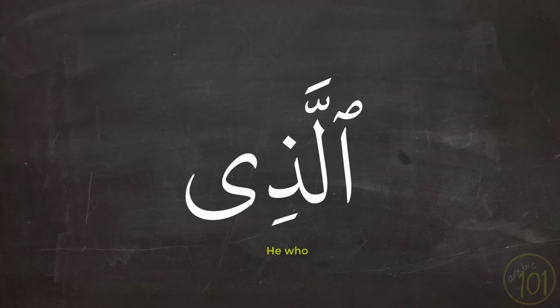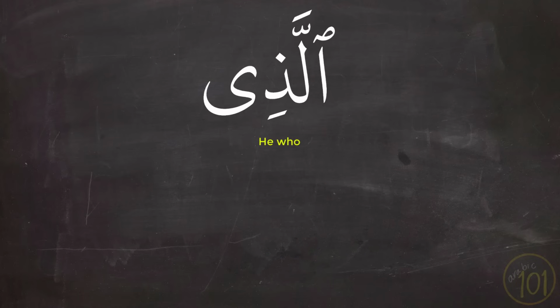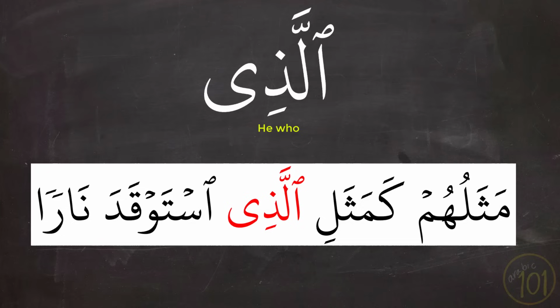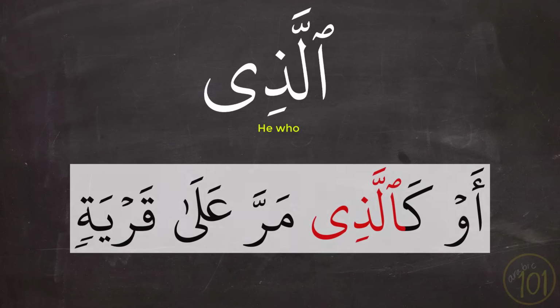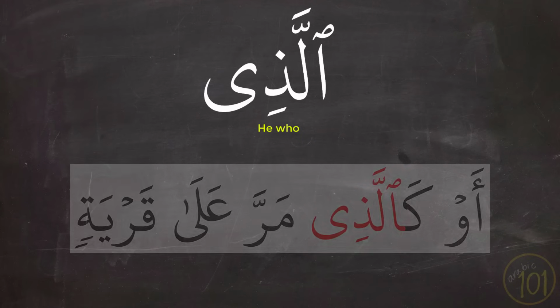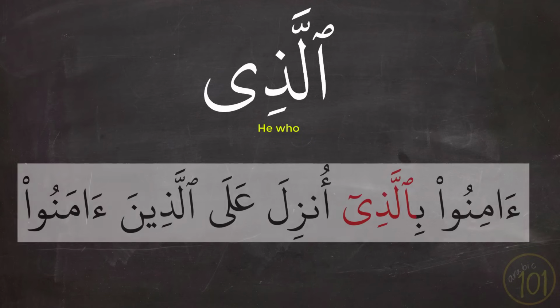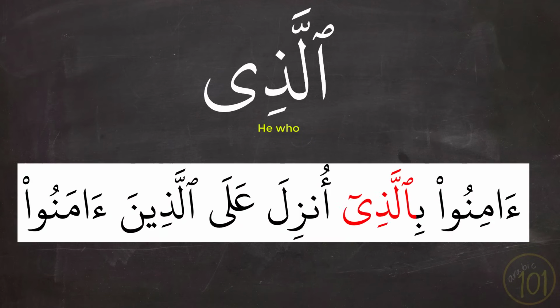So obviously it refers only to male nouns. مثلهم كمثل الذي استوقد نارا. أو كالذي مر على قرية. آمنوا بالذي أنزل على الذين آمنوا.